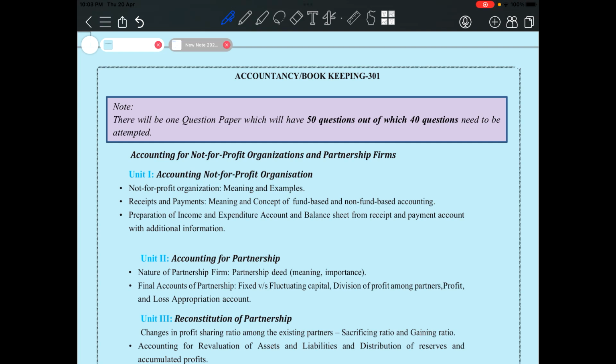So in this lecture we will basically discuss the important MCQs for your entrance examination, and trust me students, this lecture will be very helpful for you because I will take up the kind of questions which you will see in the exams. Okay, so in the exams you will get 50 questions, out of which 40 questions need to be attempted.